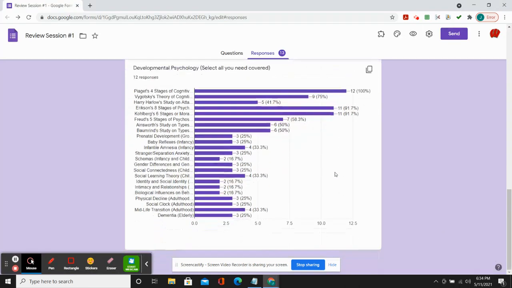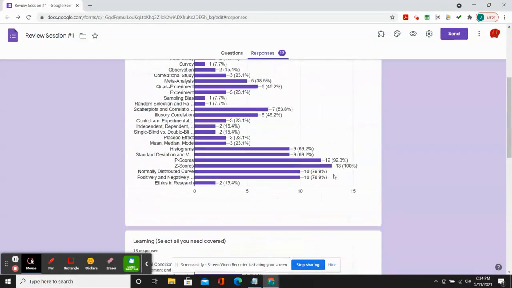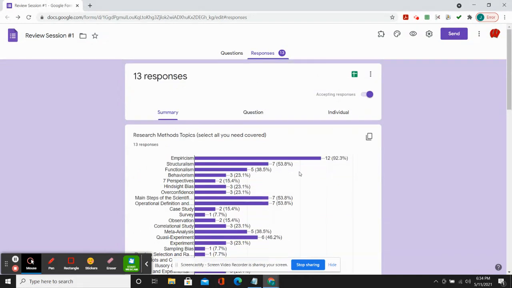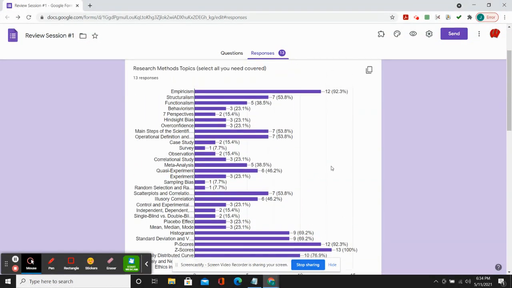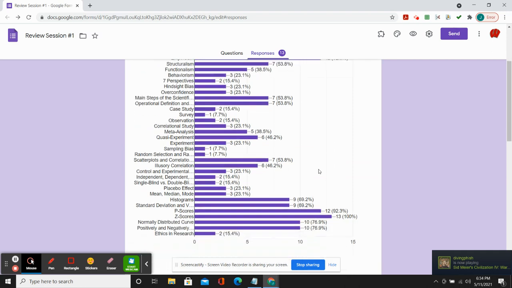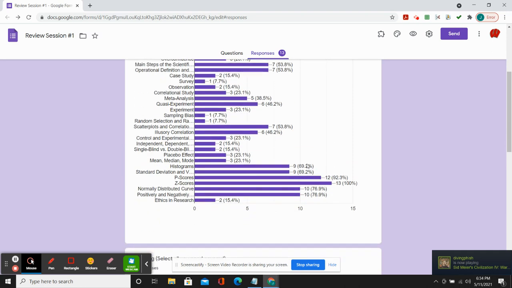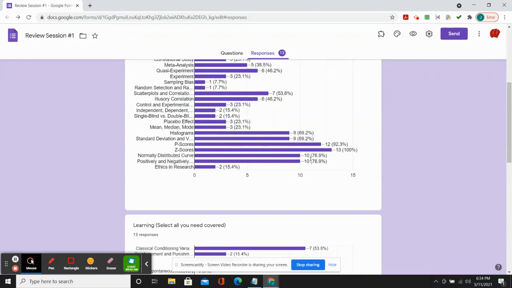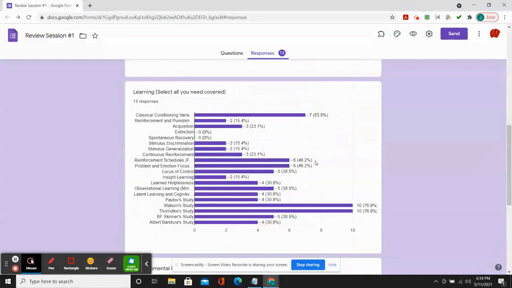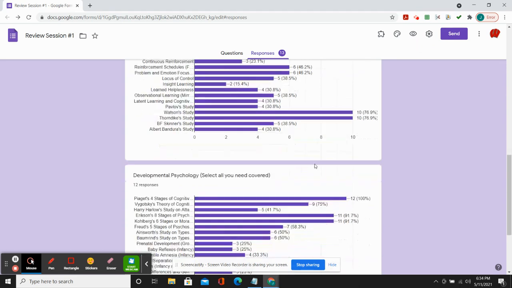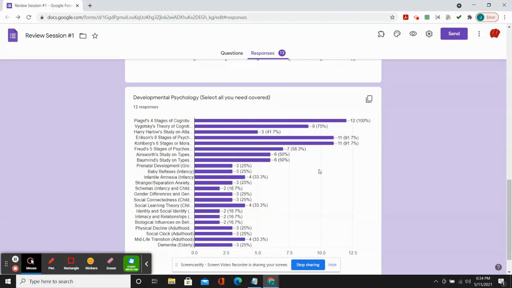Okay. So we hit all the ones with 12 votes out of the possible 13. Let's start hitting the ones with 11. And again, I'm going to be doing it kind of like research methods with 11, learning with 11, and then development with 11. And then I'll just keep going. All right. Looks like there isn't any in research methods with 11. So that's good. In learning, there's not any with 11. There is, however, in development.